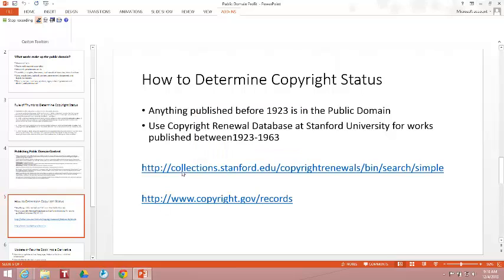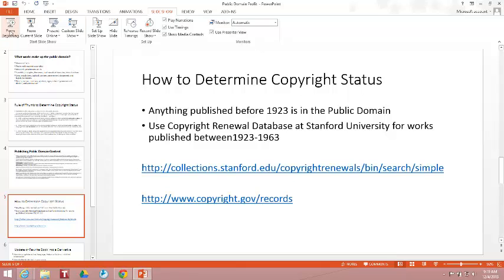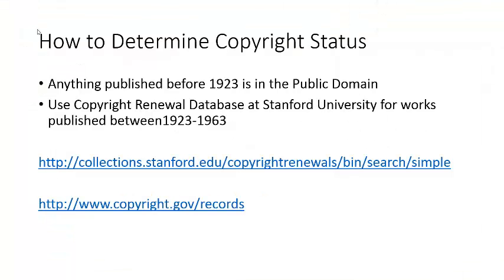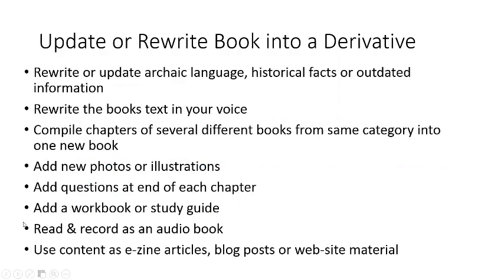Now, once I find a book title, I can also go to copyright government records to determine if that book is in the public domain. So there you go, copyright.gov records, and we'll make these slides available for you so that you can find all this information.